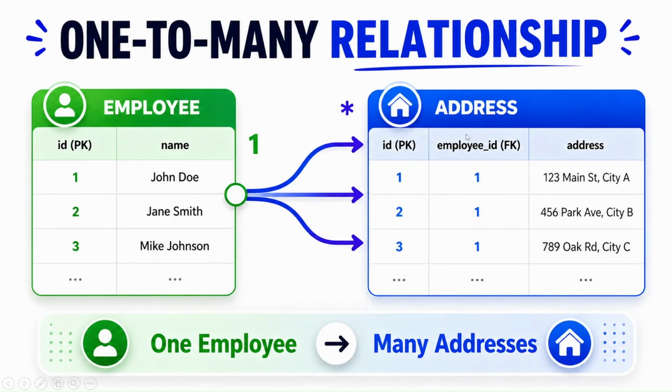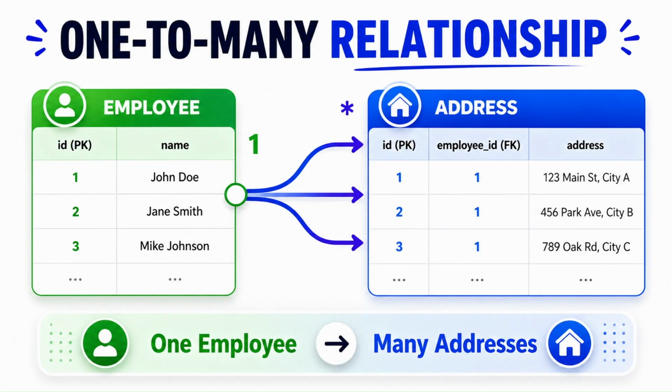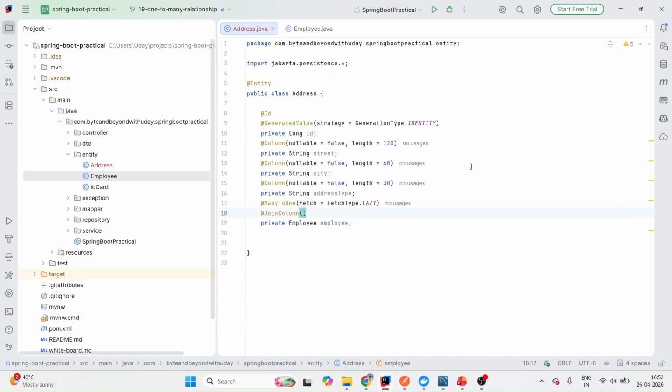So if you see this slide, you can see the employee ID belongs to the address table, and this address table has this employee ID column. That is why this is the owning side. Yeah, this table contains the employee underscore ID foreign key column. So this is the owning side because this table has the foreign key column. So in order to tell JPA to create this column, we need to use the at the rate join column annotation, and I need to declare the column name, which is employee ID.